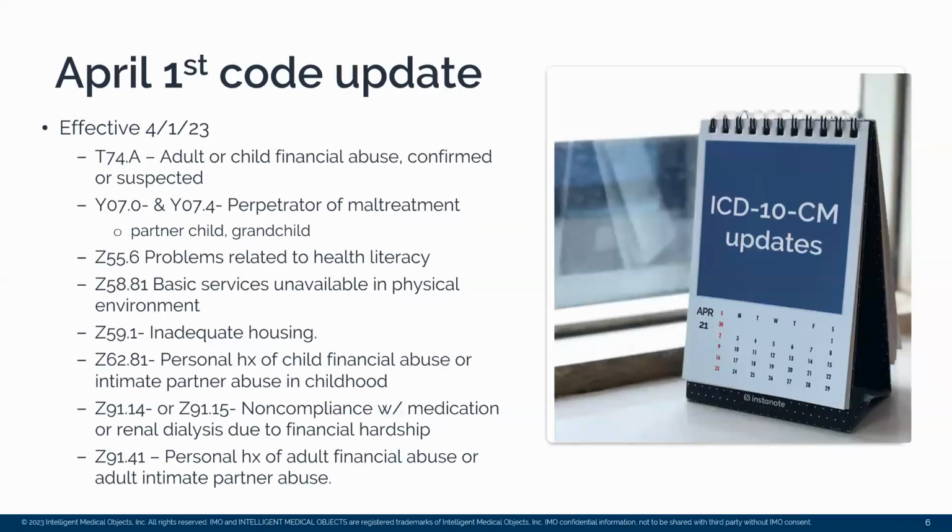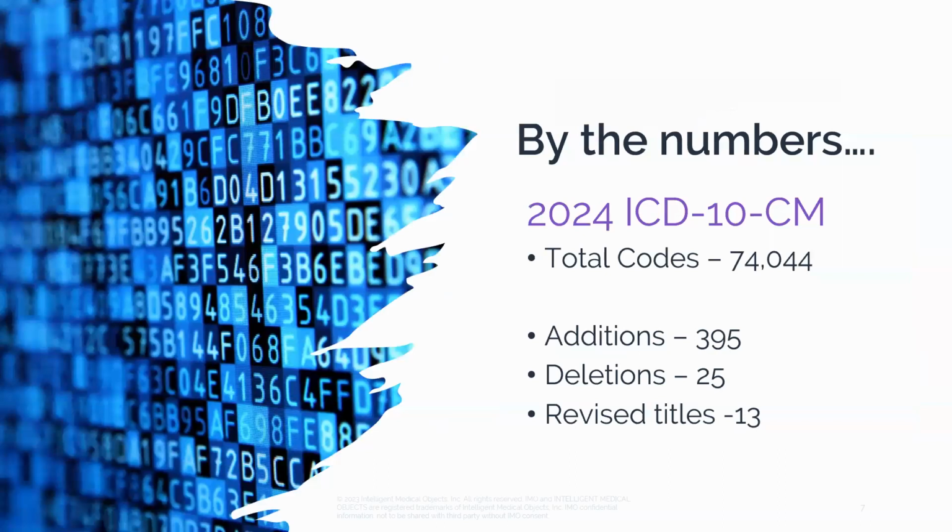This was the third regular update of ICD-10-CM effective on April 1st. So taking a quick look back, there were about 40 new codes related to social determinants of health that were added for the 1st of April this year. And everyone is usually interested in what the numbers are. How many codes do we have right now? With the October 1st update, we'll have 74,044 codes. On average, they implement about 500 new codes each year. And for 2024, this is somewhat of a lighter year because we only have 395 additions. Deletions were 25 and revised titles were 13.